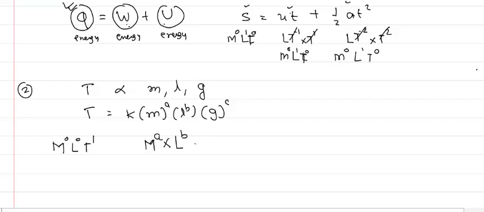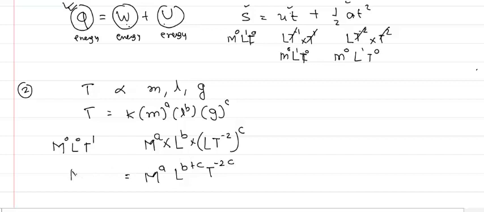g is acceleration due to gravity, so it is L t raised to minus 2 for g, whole raised to the power C, because acceleration is length per time square. So if I simplify this, I'll get m raised to A, L raised to B plus C, because you have got L raised to C over here, and then I have t raised to minus 2C.